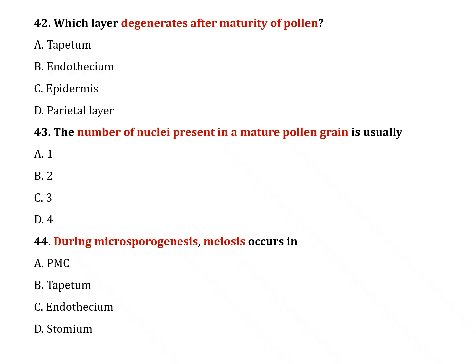The next question, number 42. Which layer degenerates after maturity of pollen? Option A, tapetum; option B, endothecium; option C, epidermis; option D, parietal layer. Correct answer is option A, tapetum.